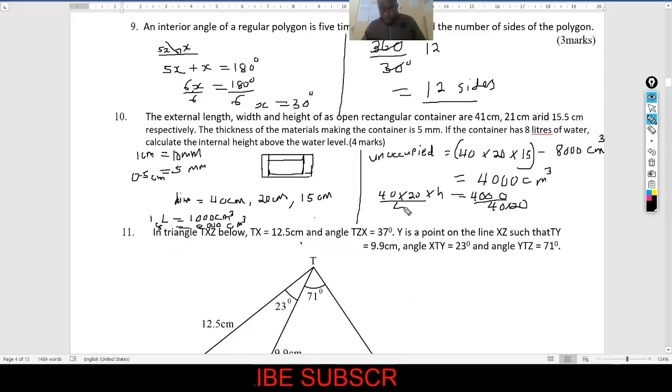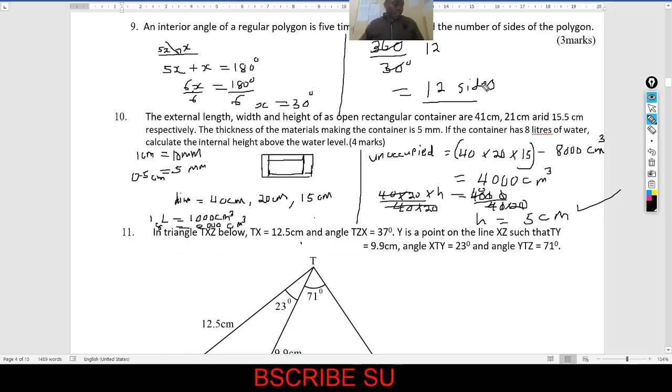Divided by 40 times 20. This and this cancels. So our h becomes 10 divided by 2, which is 5 centimeters. So the height becomes 5 centimeters.